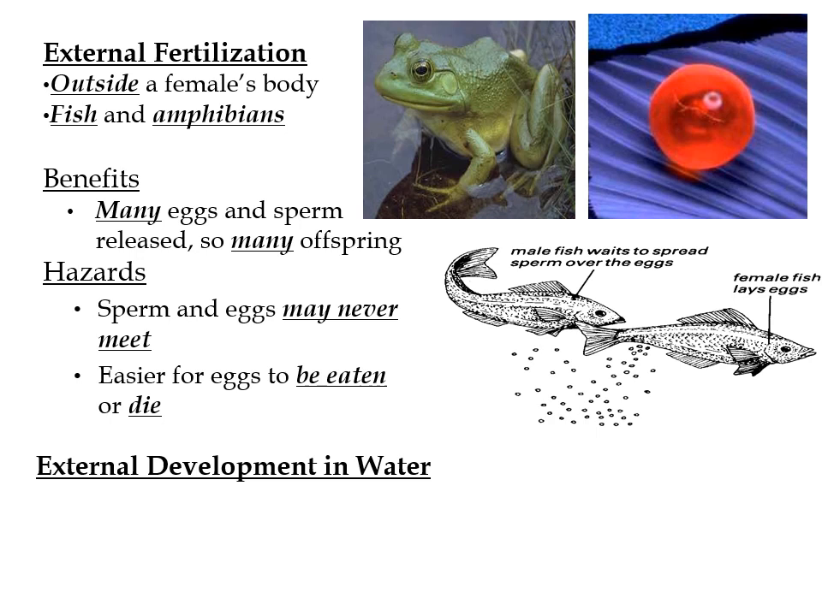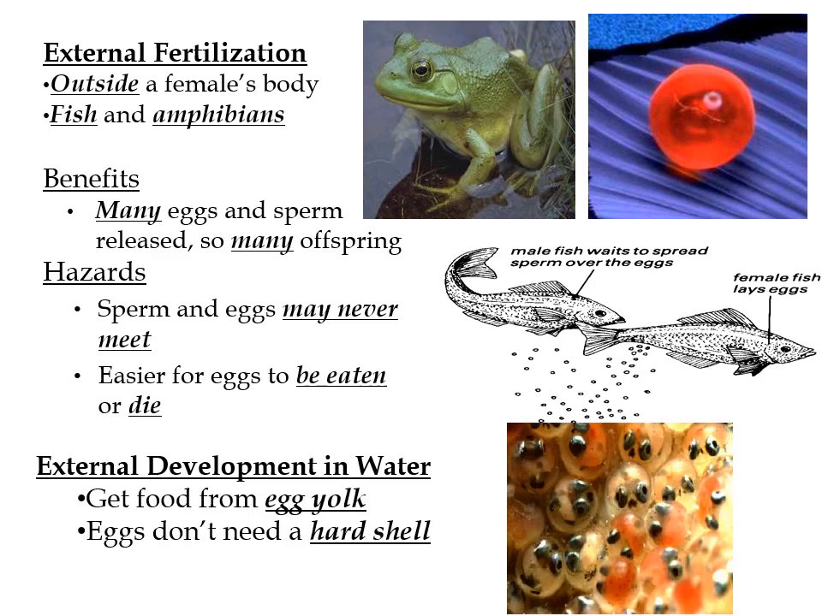You've probably seen Finding Nemo, right? So you know how this works. Since the eggs are being fertilized outside in water, they also develop in the water outside of a mother's body. So at this point, they don't need a hard shell. They're really jelly-like and have yolks that feed the developing embryo.